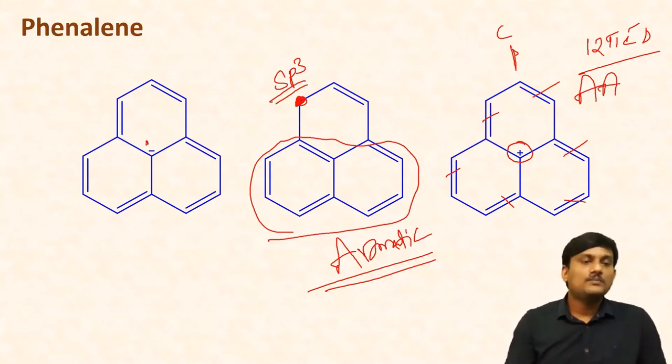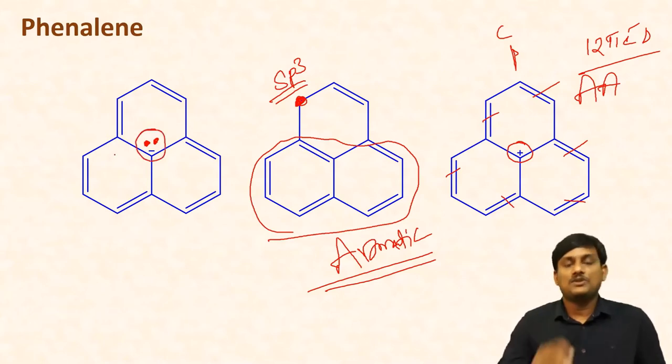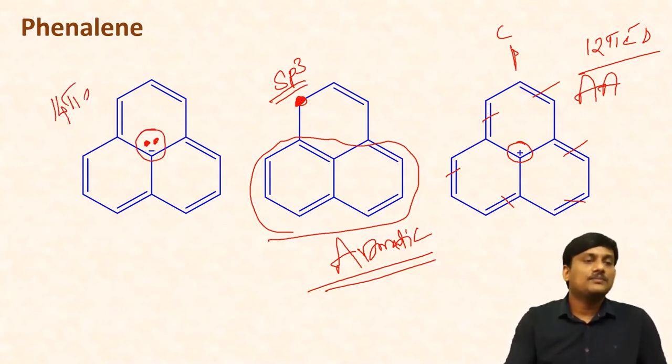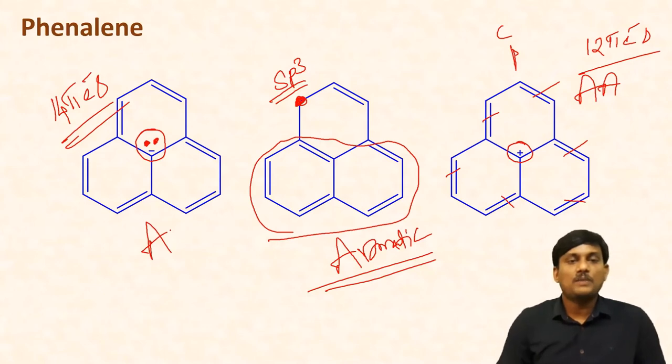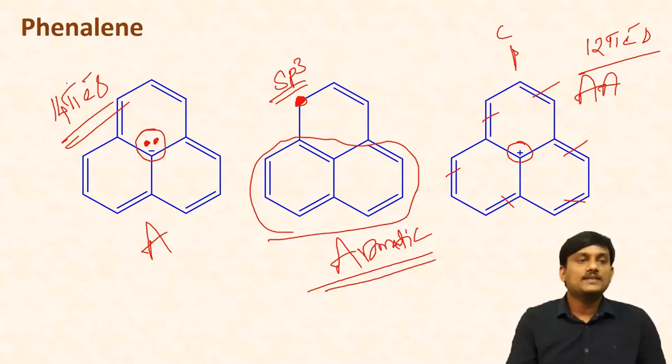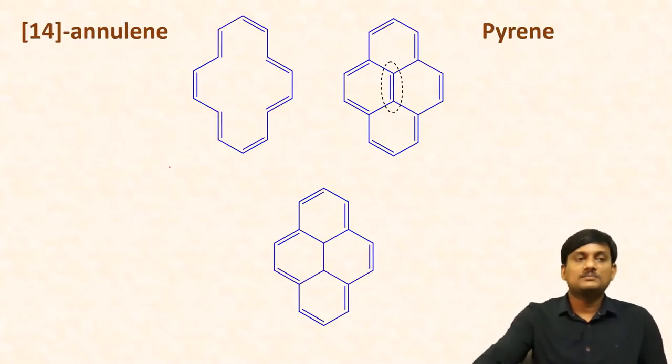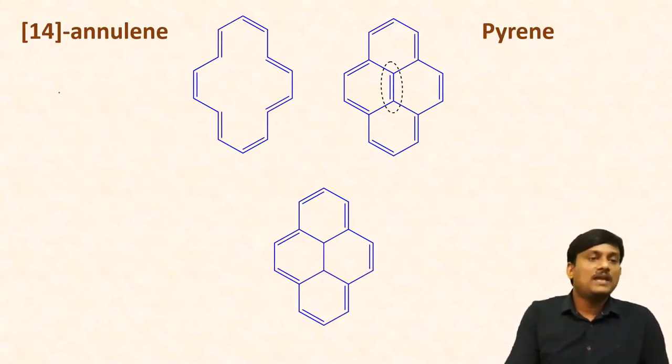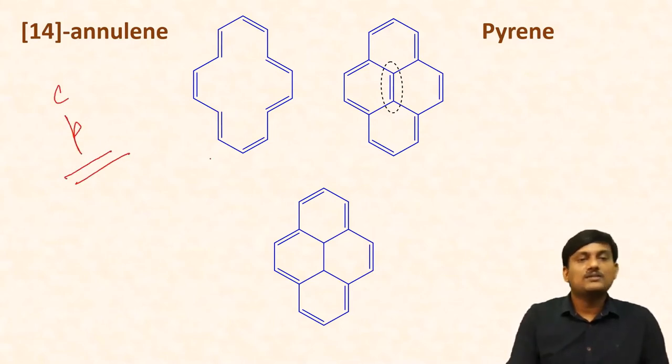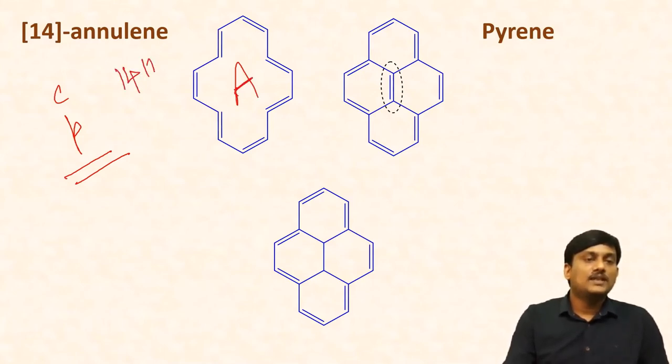Suppose you take the anion. In this case, 1, 2, 3, 4, 5, 6 pi electrons, and also this lone pair of electrons. So 14 pi electrons are in delocalization. According to Hückel's rule, this one is aromatic. So if you bridge 12 annulene, you will get aromatic compounds such as phenalene, and also its anion is aromatic. 14 annulene is also cyclic and planar, so it's aromatic. 14 pi electrons are there.